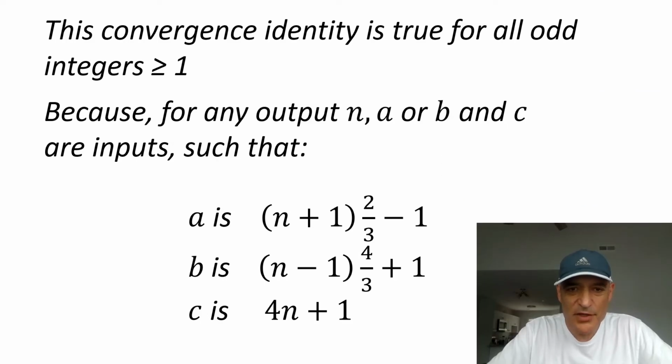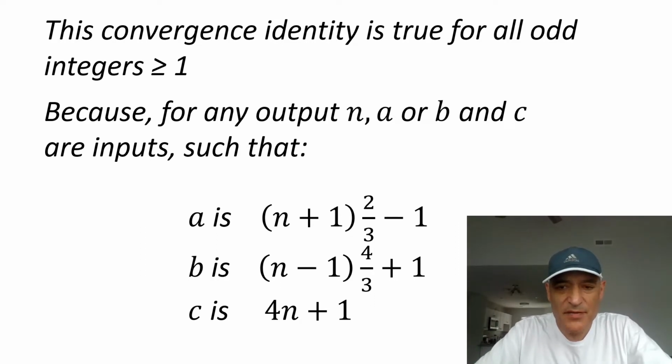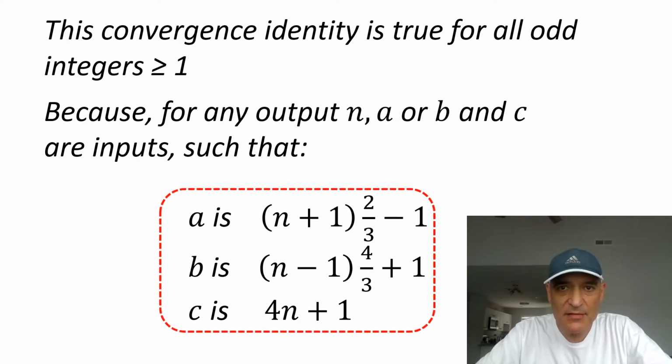Now, this convergence identity is true for all odd integers equal to or greater than 1. The reason for this is given by the three operations seen here, and this is really the work, shall we say, that describes the input-output system that produces the convergence identity. These three operations are the underpinning of the stated identity, and their meaning I've explained elsewhere.